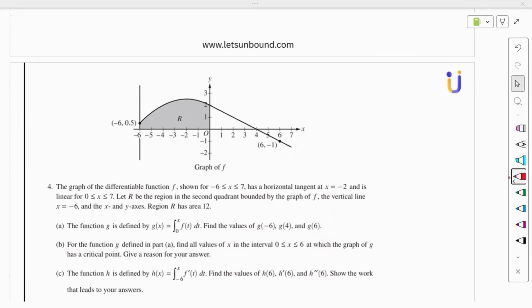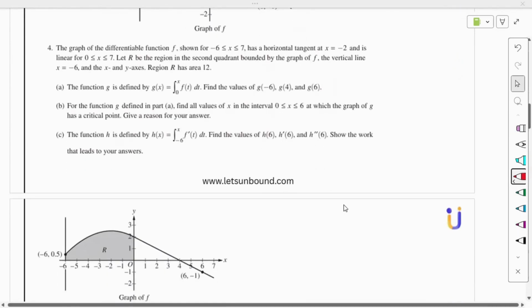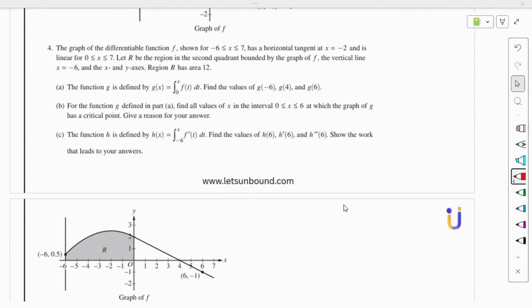Let R be the region in the second quadrant bounded by the graph, the shaded part. It's bounded by the vertical line and the x and y axes. That region's area is mentioned here as 12. So we are not going to find the area here. The function g is defined by this and we need to find the values. And then for the function g defined, we need to find a critical point.